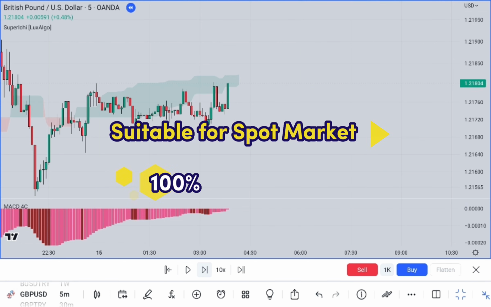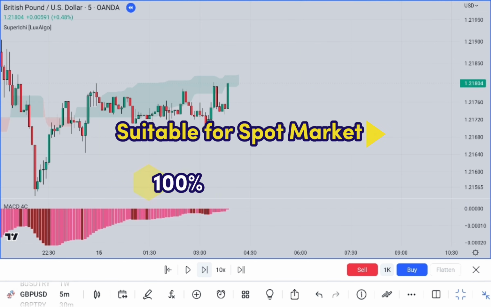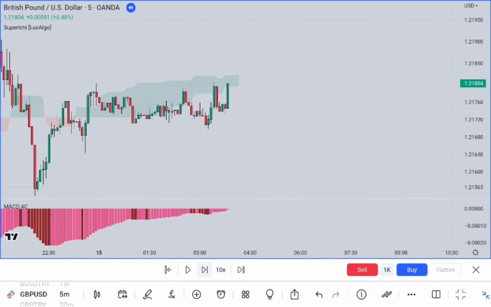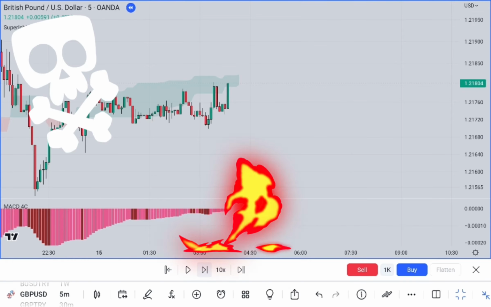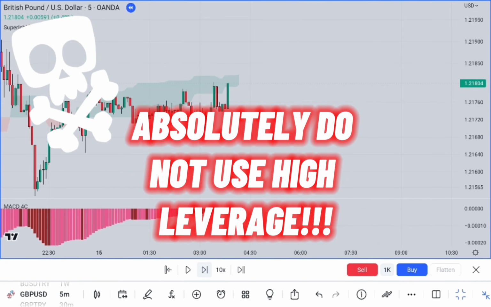Yes, now I will show you a different way of taking profit. This style of taking profit is particularly suitable and easy for those trading in the spot market. It can even be used for trades with 2 or 3 times leverage. But never apply it to trades with high leverage.